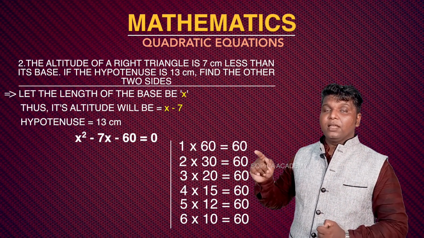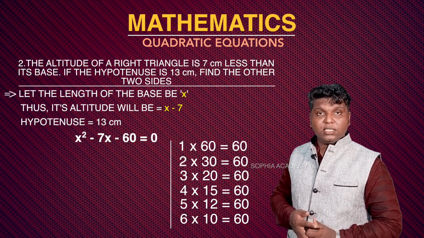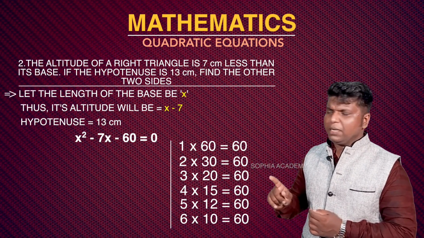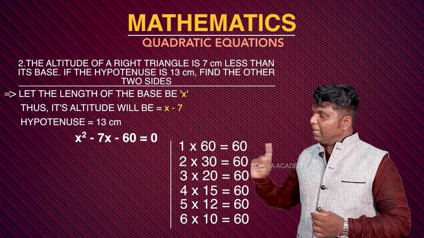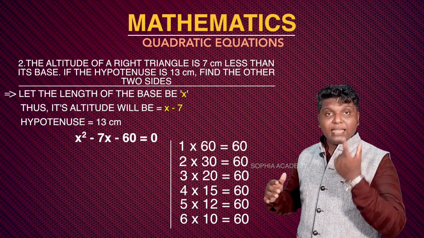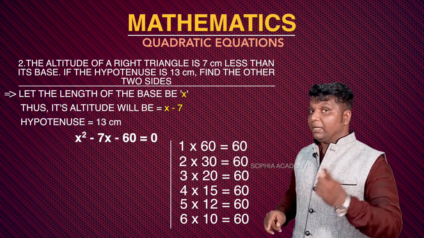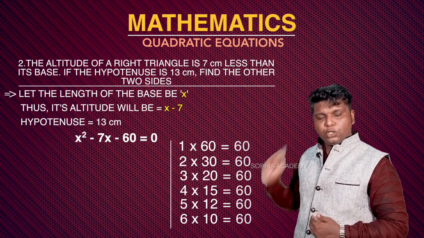Just by checking the sign of the constant term of the quadratic equation. What is the sign of the constant term? It is minus, because minus 60, right? That means you have to subtract these two numbers from each set, subtract both of the numbers together, and that answer should be equal to the center term. Now here, what is the center term? It is 7. So while subtracting, if 7 comes, then choose that set.